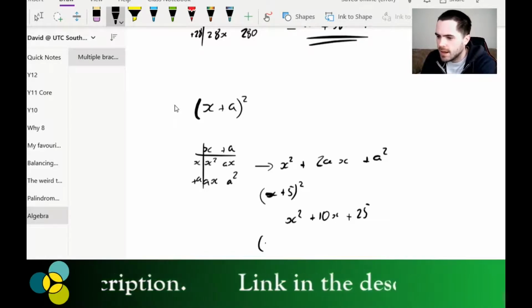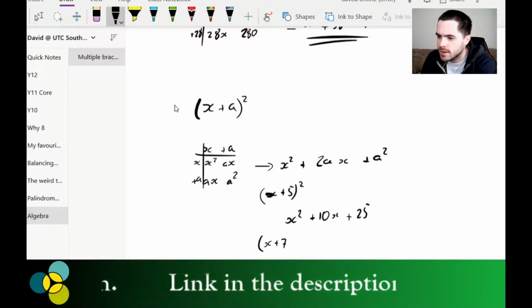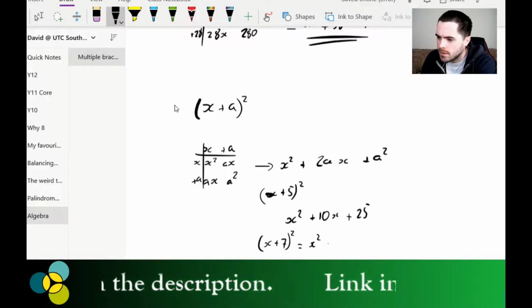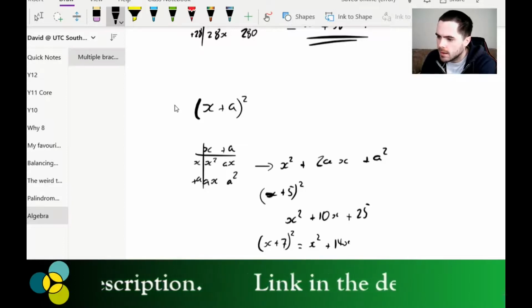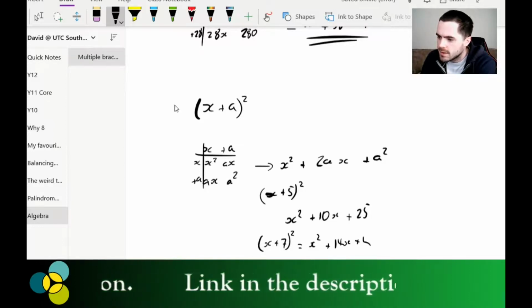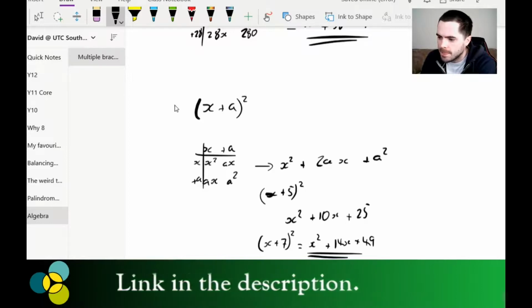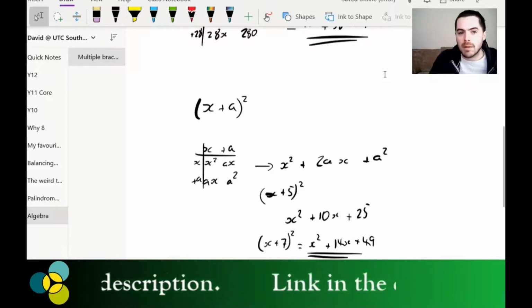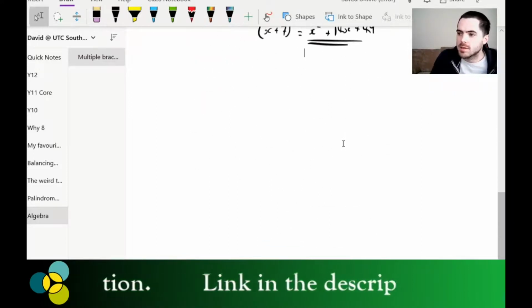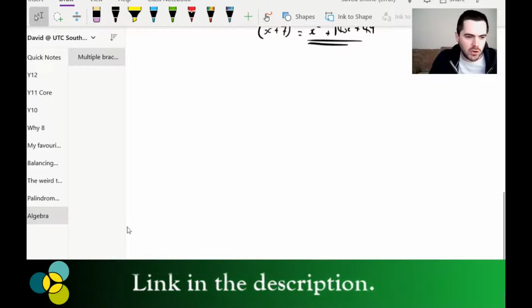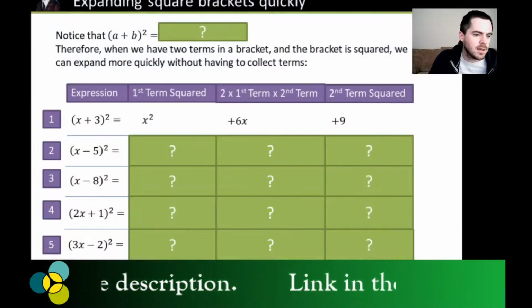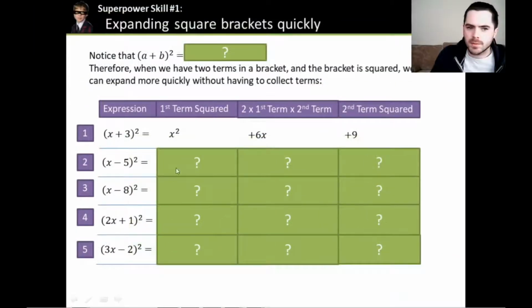If we were to go with something like (x + 7)², we'd still get the x². Double it to get the number in the middle, and square it to get the final answer. That's just a little trick, by the way. If you were to expand brackets in the usual way, that'd be absolutely fine. All we're doing here is getting a bit of a shortcut to help us out. But going back to the slides, what we now have is just the quick-fire method for doing it.